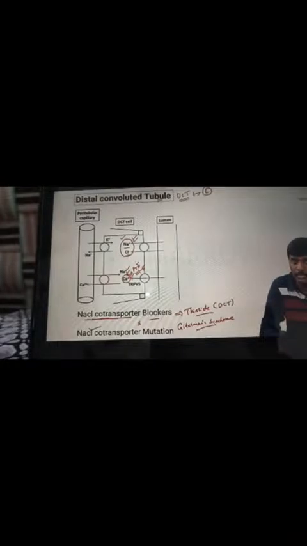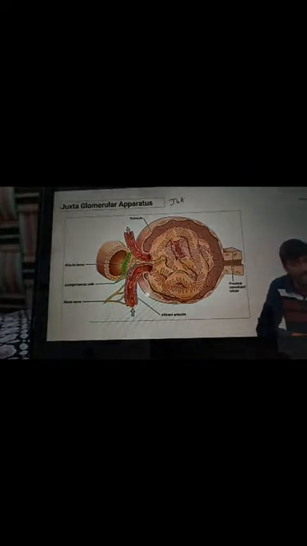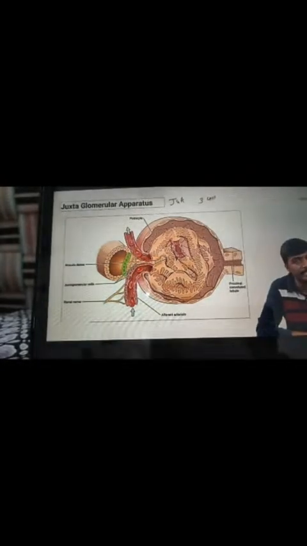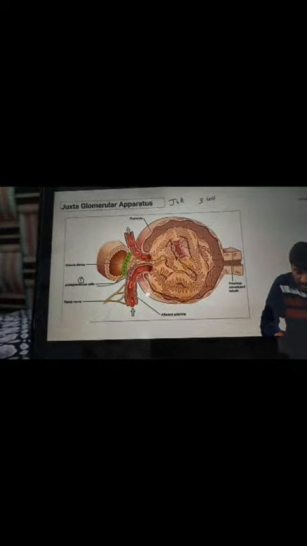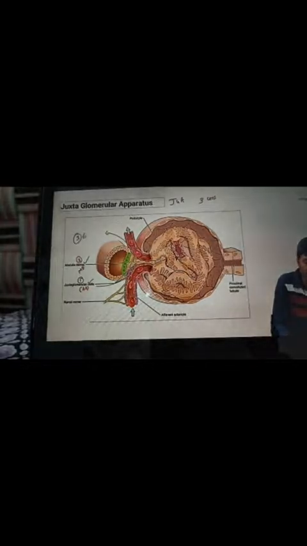Coming near its own glomerulus, they form a specialized association in the form of an apparatus we call the juxtaglomerular apparatus, which is shown to have three important cells. The first cell is the juxtaglomerular cells, found in the walls of the afferent arteriole. Then we have the second cell, the macula densa, very important, and the third, the lacis cells.